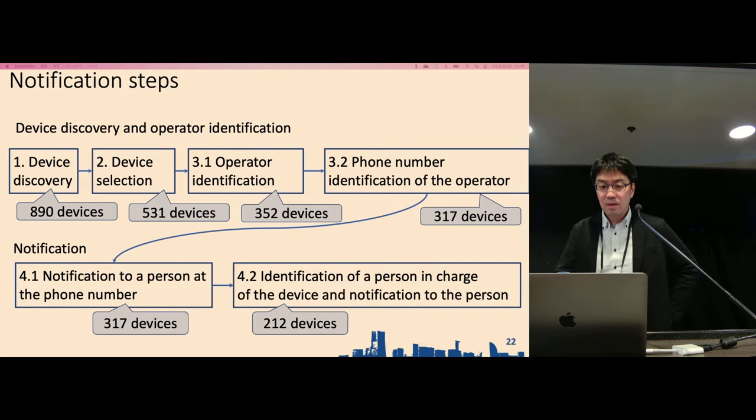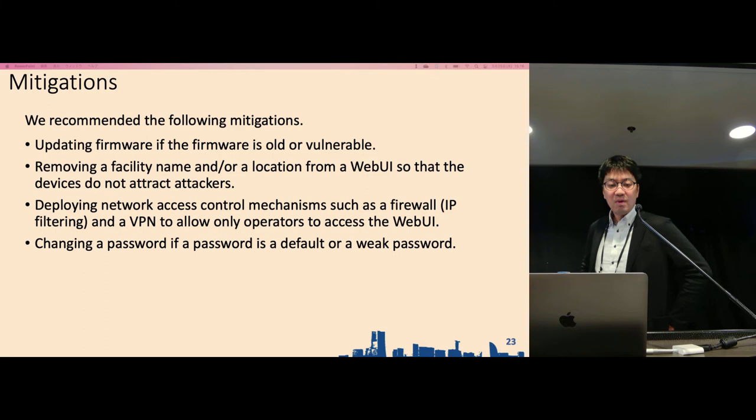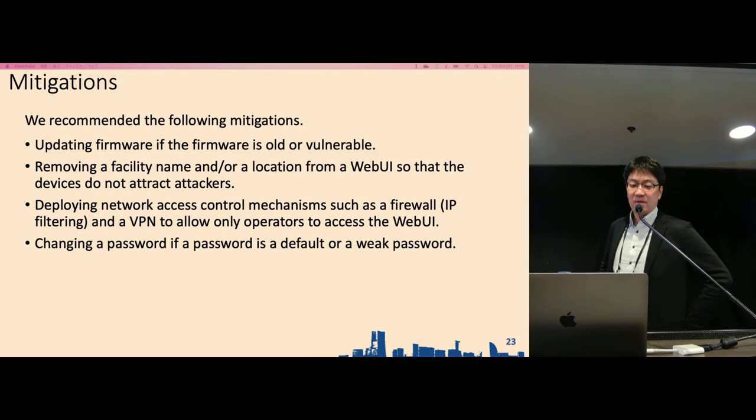As a mitigation, we recommended four items. First one is updating the firmware if the firmware is old or vulnerable. Second one is removing a facility name or location from the web UI so that the device does not attract attackers. Third one is deploying network access control mechanisms such as firewall and VPN to allow only operators to access the web UI. The last one is changing a password if it is a default or weak password.